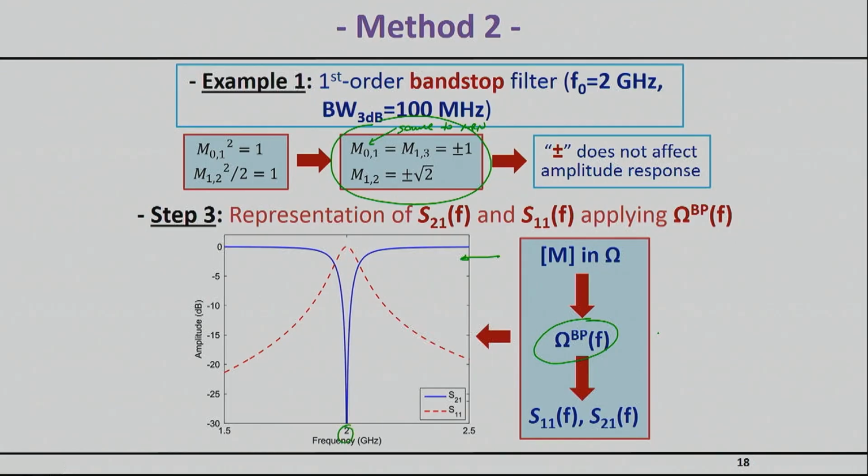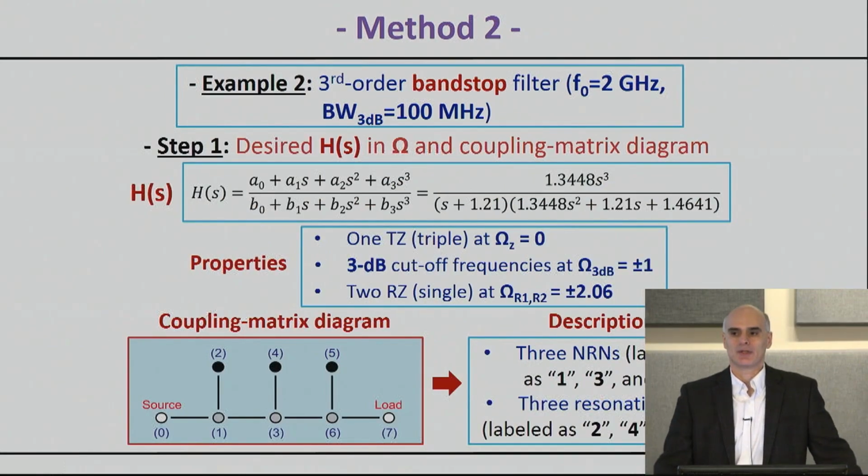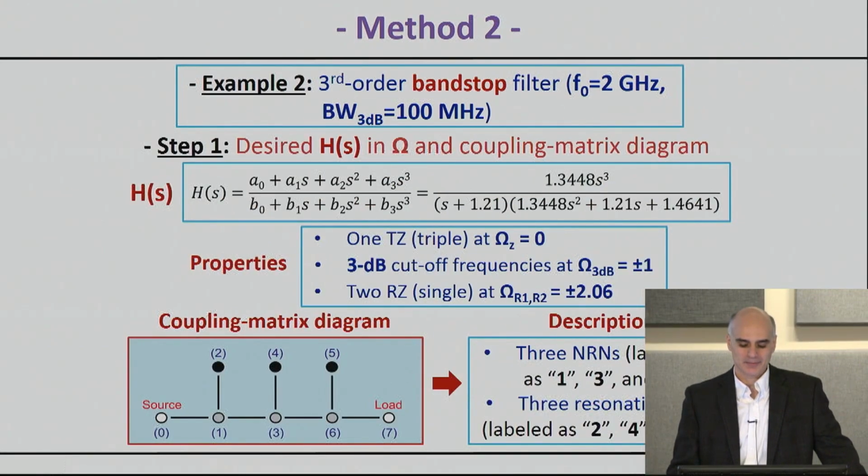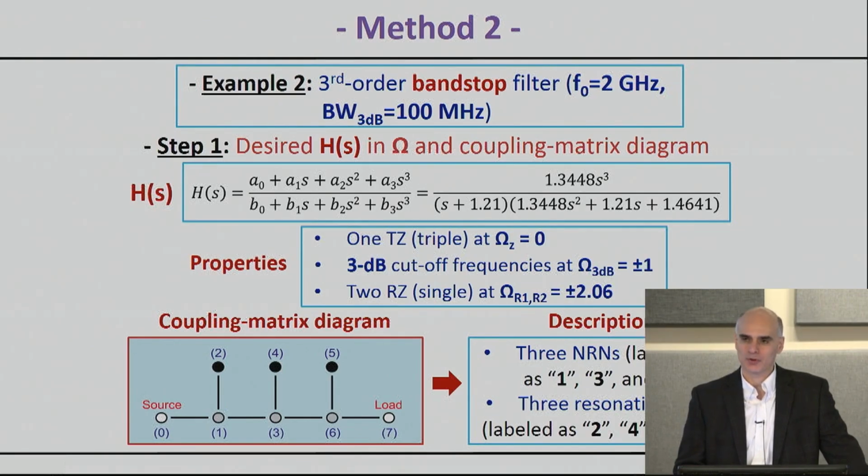And if you calculate actually the 3 dB bandwidth, which is between these 2 points, it will actually be equal to 100 megahertz. Now I'm going to go through the rest of the examples quickly, since the technique is identical, but I will try to point out a few interesting points.